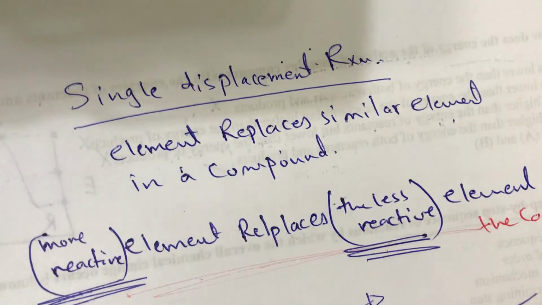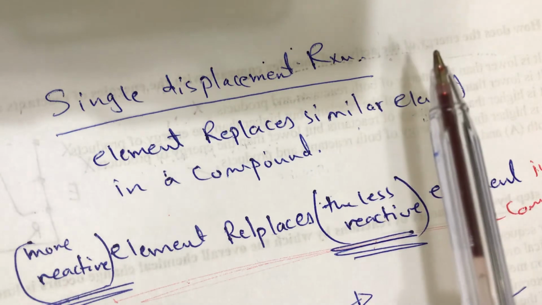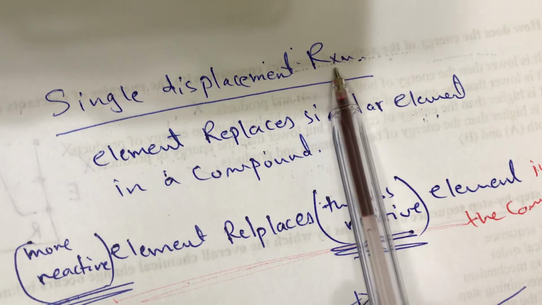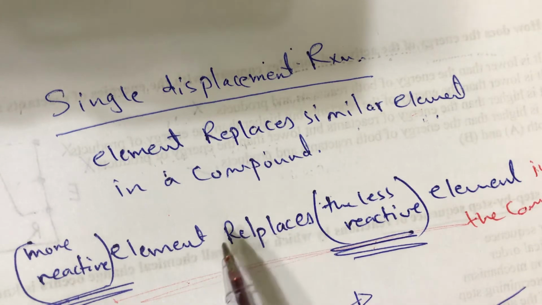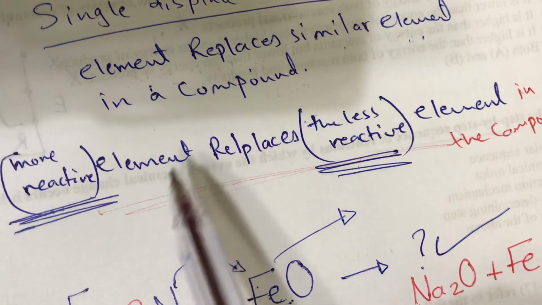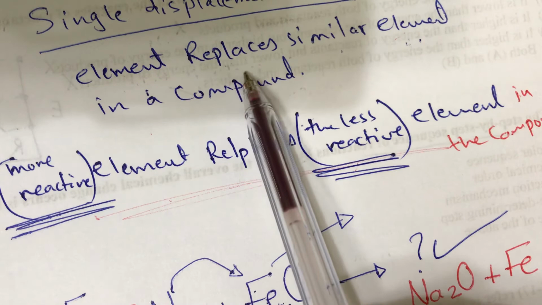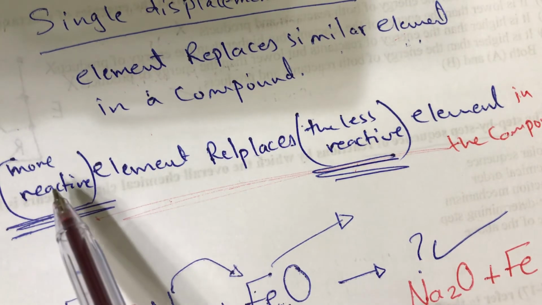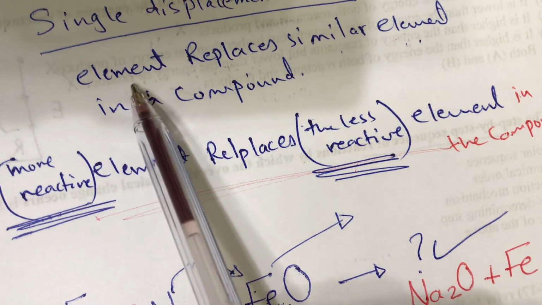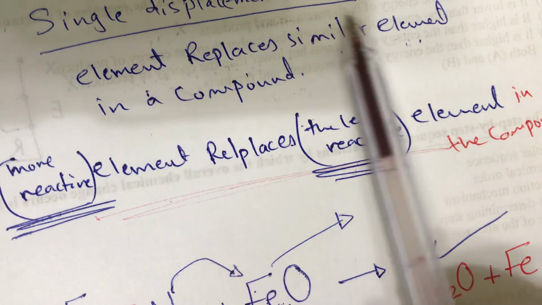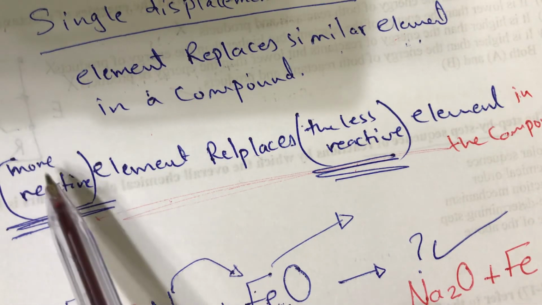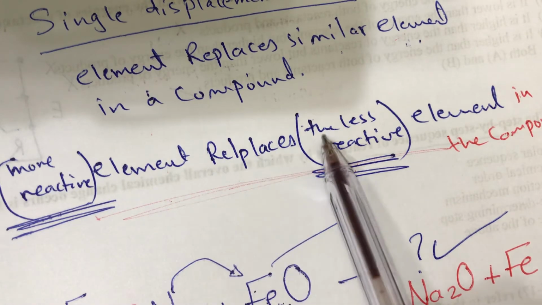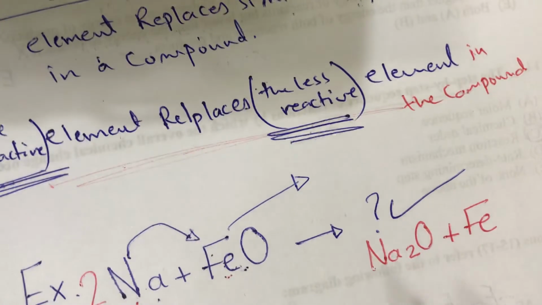So in a single displacement reaction, as in section 2, an element replaces a similar element, but now you have to know that this rule is satisfied when the element is more reactive than the element in the compound. So here is the rule: the more reactive element replaces the less reactive element in the compound.